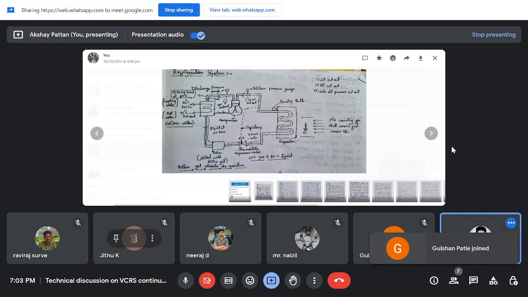So, welcome Gulshan. So low pressure cutout, Gulshan. Do you want to say something about safeties of VCRS?